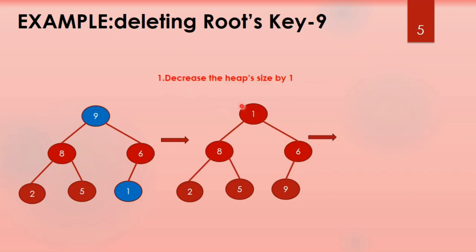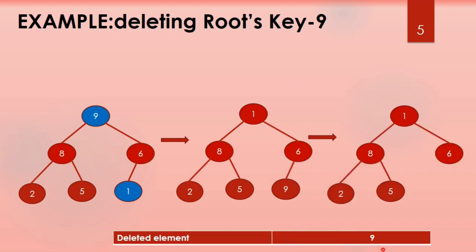As of now, the size of the heap is 1, 2, 3, 4, 5, 6. And what do you mean by decreasing the heap size? 6 minus 1. That means it should become 5 elements. So start from here: 1, 2, 3, 4, 5. That means you are eliminating 9. So your deleted element is 9. What's the next step in this? The third step here is heapify.